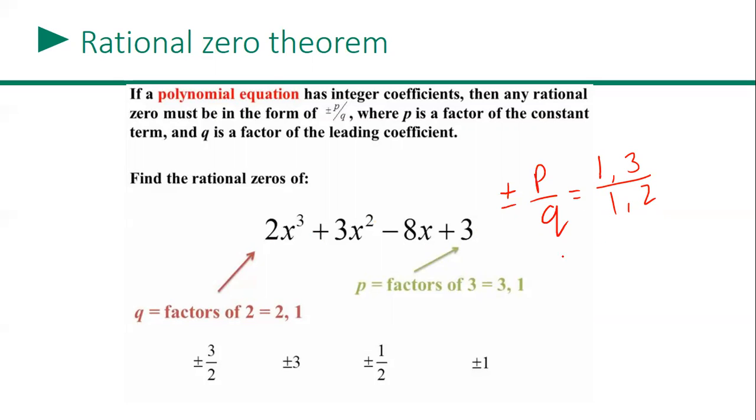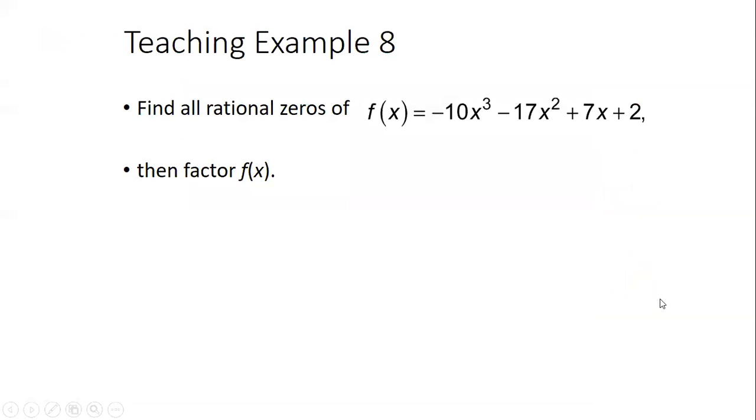So you have 1 divided by 1, which is 1. 1 divided by 2, which is 1/2. Then you have 3 divided by 1, which is 3, and 3 divided by 2, which is 3 over 2. And it's their plus or minus. So one or more of these 8 numbers is a root, a perfect root to this polynomial. So that's your rational zero theorem. Do you think you can identify the factors and then create the possible factors? All right, well, let's try it again.